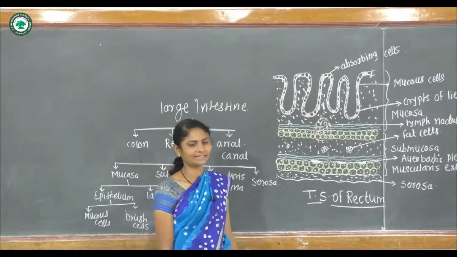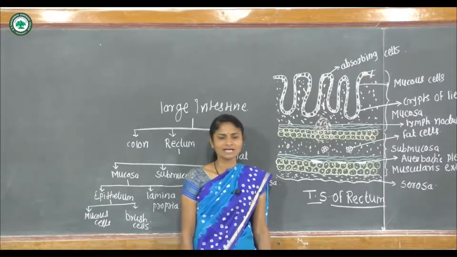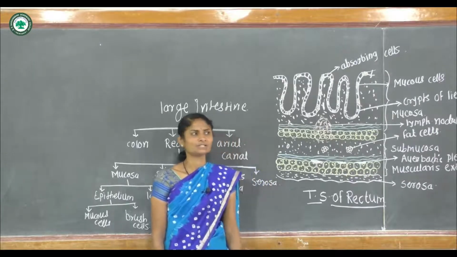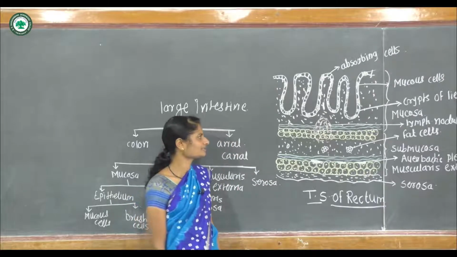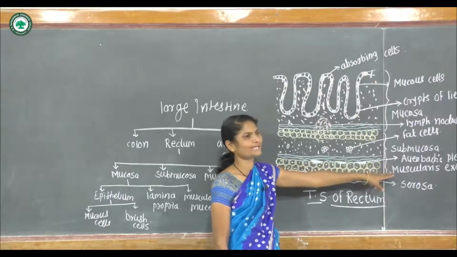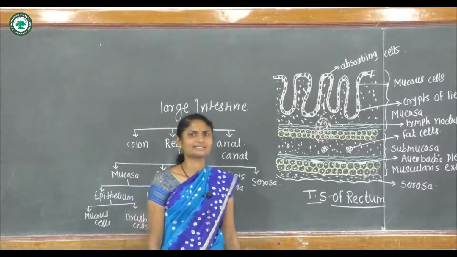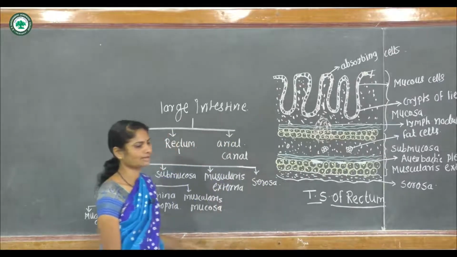Histology of rectum is similar to the rest of the large intestine with its usual structure such as mucosa layer, submucosa, muscularis externa, and serosa layer. Let us start with mucosa layer.